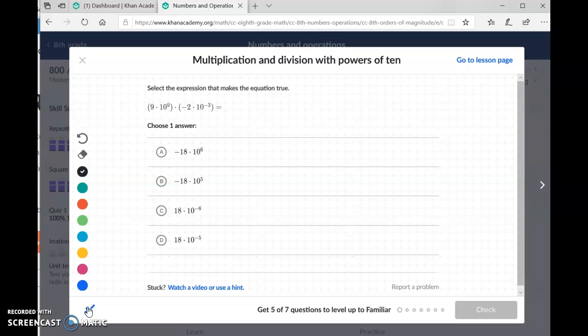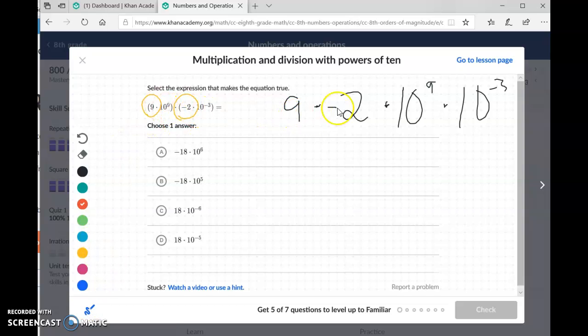Alright, so here's what I'm going to do. I'm going to rearrange this here. Let me use yellow. I'm going to take this number and this number right here, so 9 times -2, and then times 10 to the 9th power times 10 to the -3rd power. So I took 9 and -2 and put those at the front, and now I'm going to do 10 to the 9th power times 10 to the 3rd.